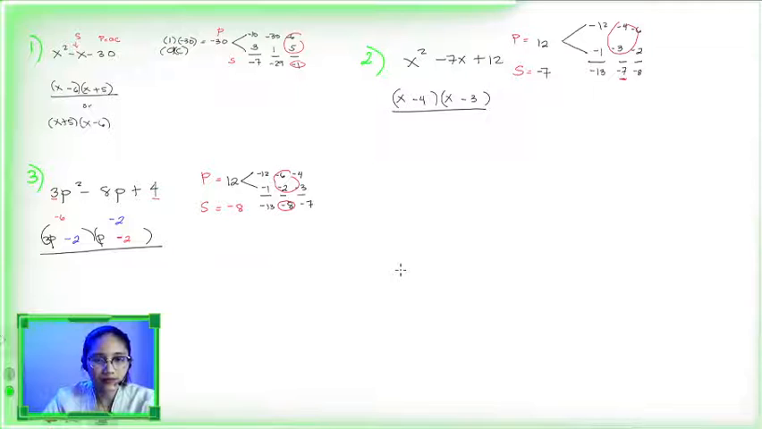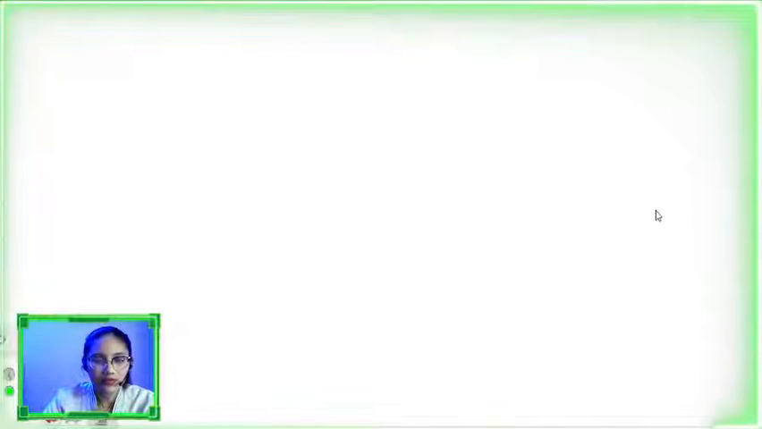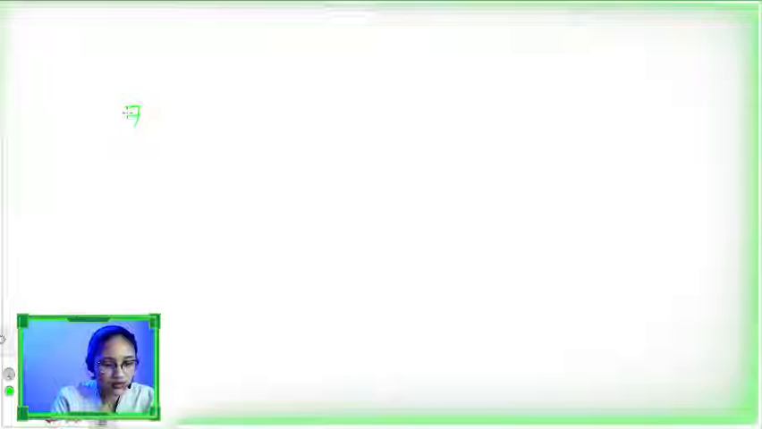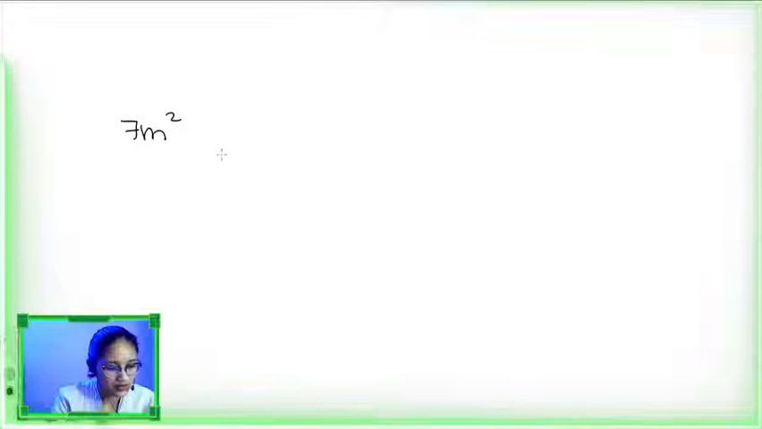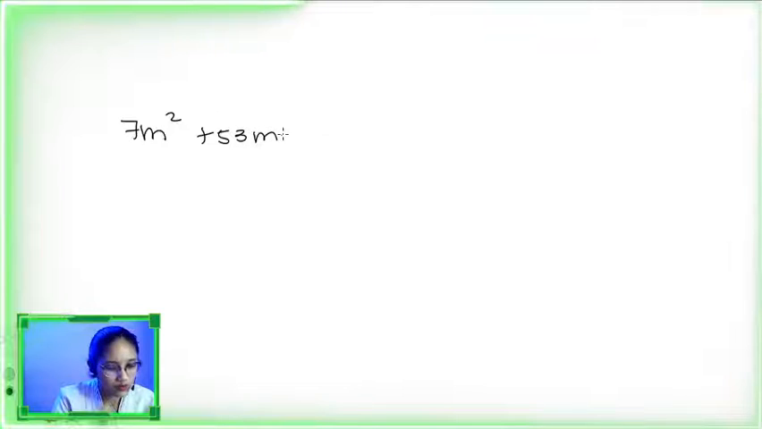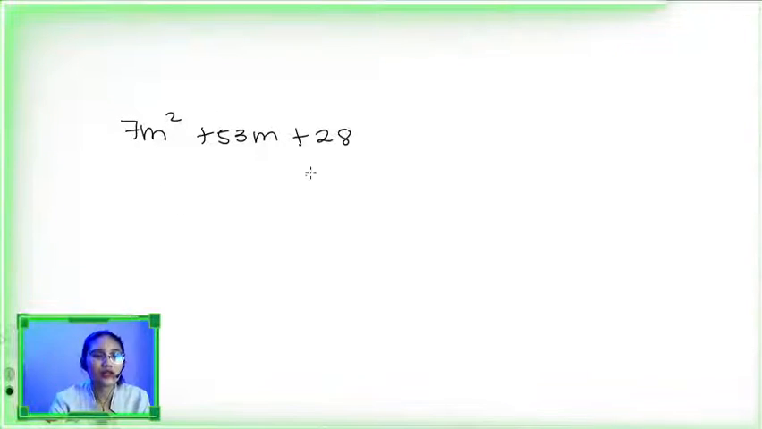Gagamit tayo ng bagong layer kasi puno na to. Gamit tayo ng bago. So, our given now is 7m squared plus 53m plus 28. So, this is the given trinomial.